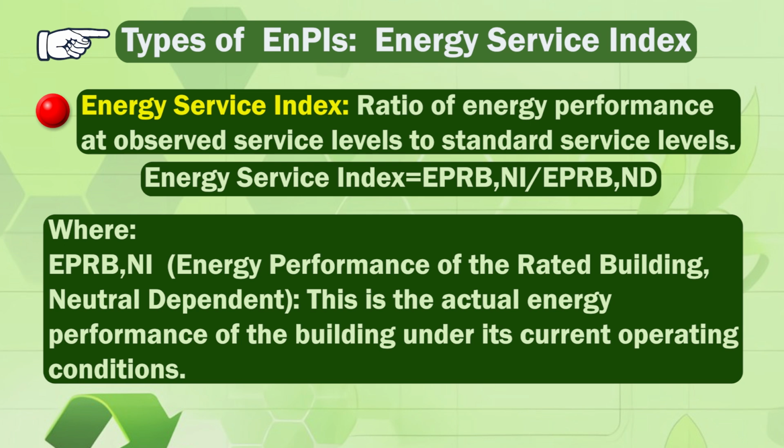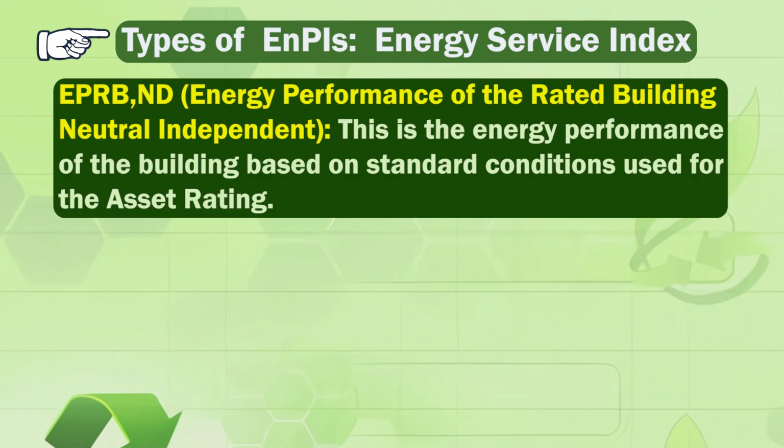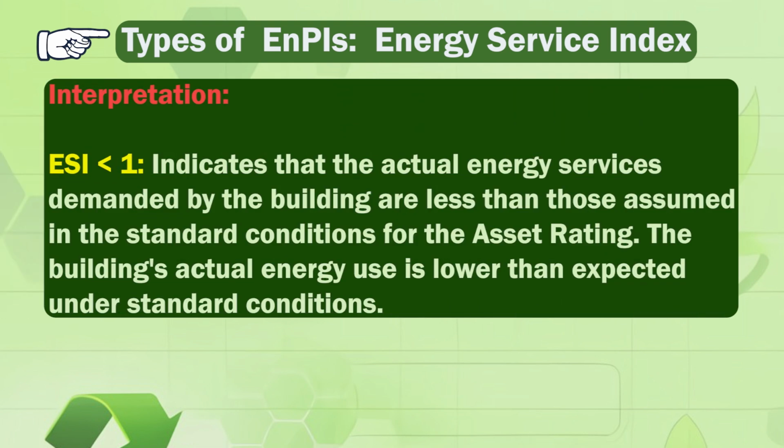This is the actual energy performance of the building under its current operating condition, whereas EP RB, NI, that is energy performance of the rated building with neutral independent. This is the energy performance of the building based on standard conditions used for the asset rating.